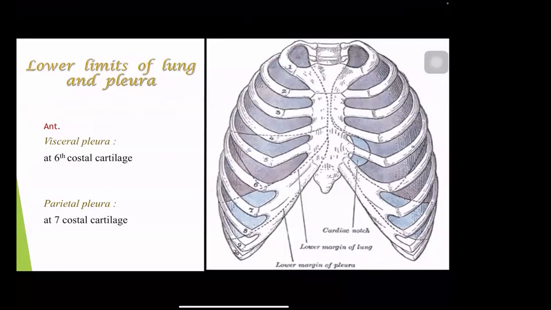Lower limit of pleura. We have the visceral pleura and parietal pleura. The lower limit of the visceral pleura is with the lower limit of the lung. As we said, it's in direct contact with the lung. So the lower limit of the lung will represent the lower limit of the visceral pleura. First, anteriorly, as we see in this picture, the lower limit lies at the sixth costal cartilage, as we see here. This is the lower end of the visceral pleura, while the parietal pleura reaches the seventh costal cartilage. This is anterior.